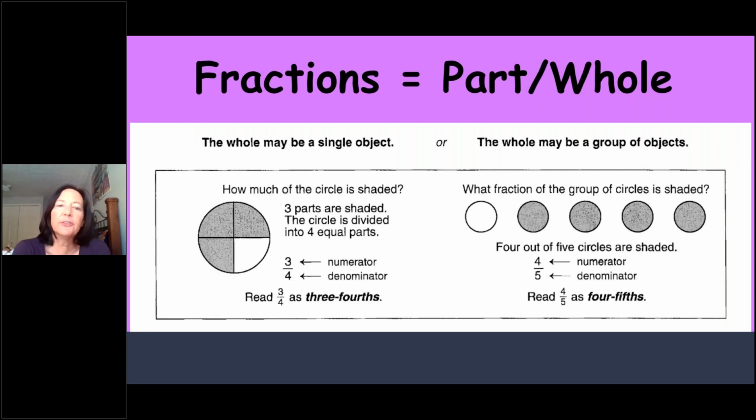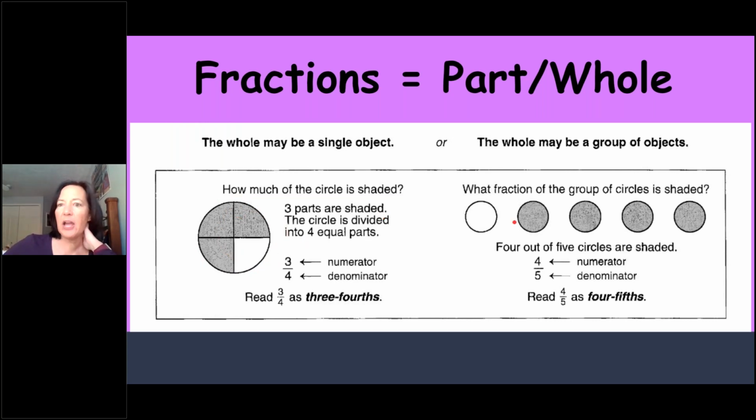The next thing is fractions in general. One way you can define them is that it's the part over the whole. And you see them 2 ways. The whole could be a single object. Like let's pretend like this circle down here is a pizza pie. So it's one whole pizza, but it's divided into 4 pieces, makes the whole, that's the bottom number. And then 3 of those pieces are shaded, so that's the numerator. So the part that is shaded is 3 over the whole is 4 pieces. So the fraction would be 3/4.